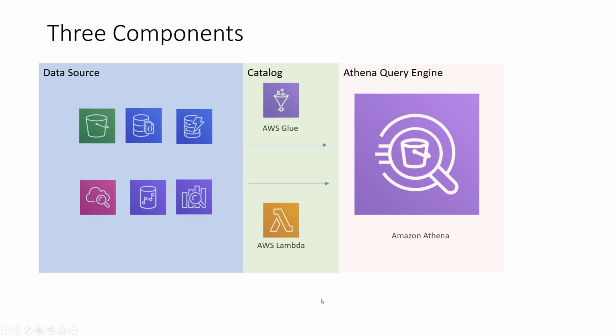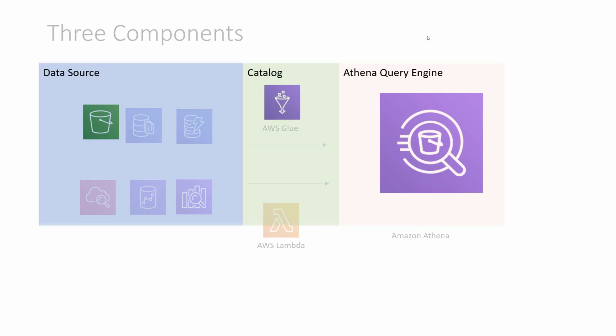So all of them have three pieces. The first is a data source, either S3 or something like Redshift. The second is the catalog, or what I call the connector, which is either Glue or Lambda. And the third piece is the Amazon Athena query engine.